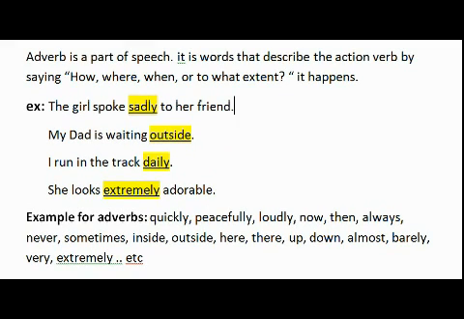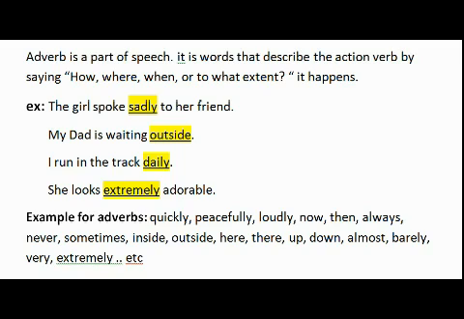So as you can see here, some examples for the adverbs can be quickly, peacefully, loudly, now, then, always, never, sometimes, inside, outside, here, there, up, down, almost, barely, very, extremely, and etc. So, many words that you can find will help you to describe the action itself, how it's happening, where it's happening, when it's happening, and to what extent it is happening.